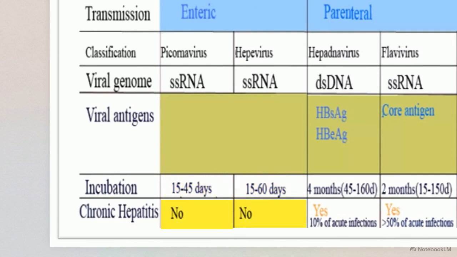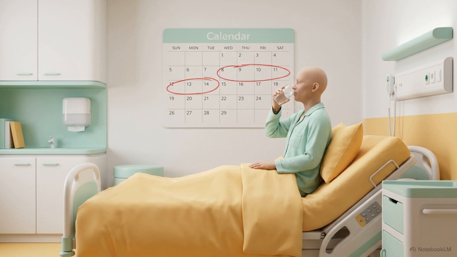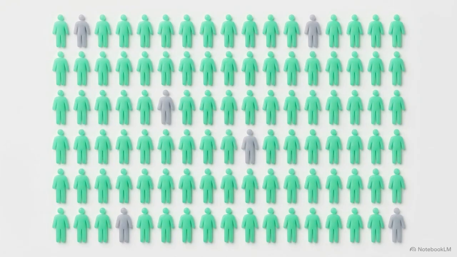Crucially, HAV and HEV lack the genetic mechanisms to establish long-term residency in the liver. If a child's infection stems from an enteric vector, they experience a self-limiting, short-duration illness. Statistically, 95% of these cases make a full recovery.